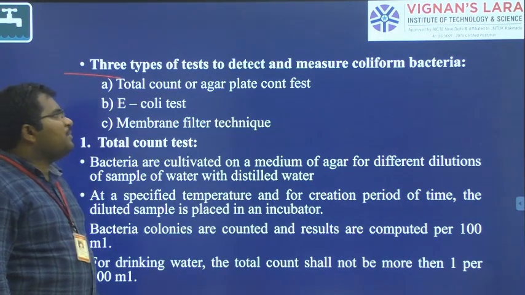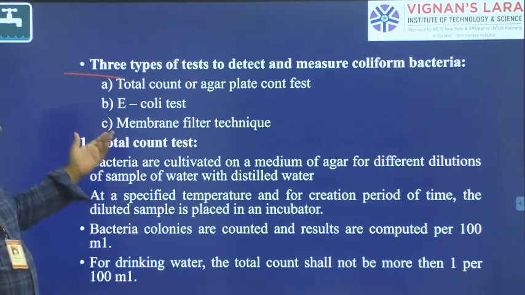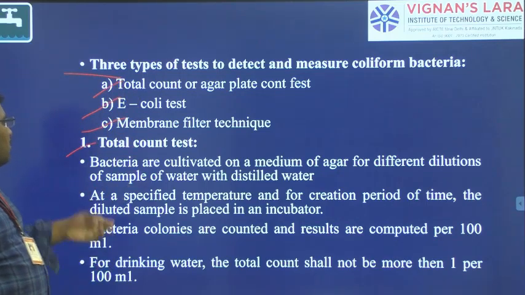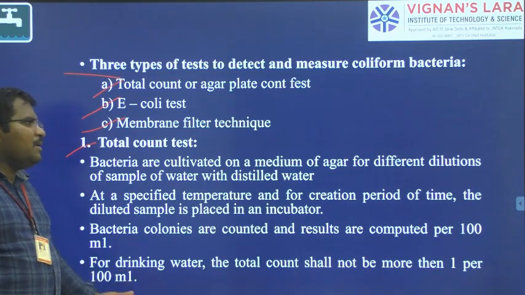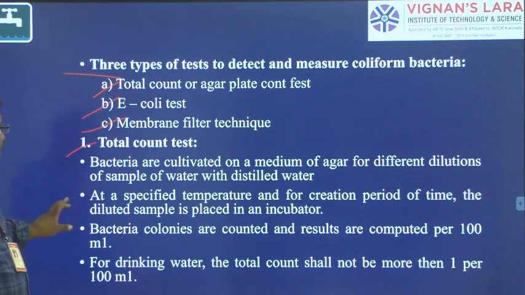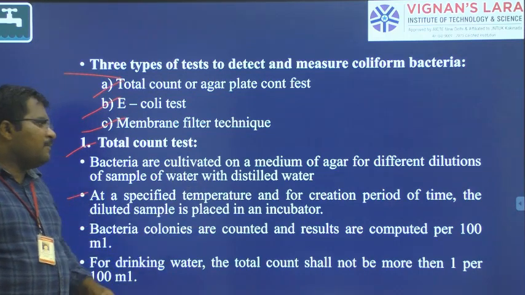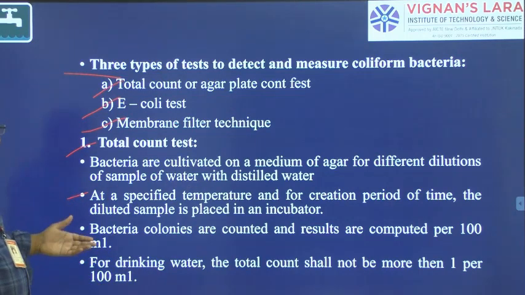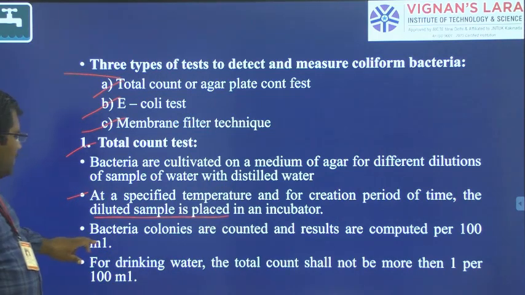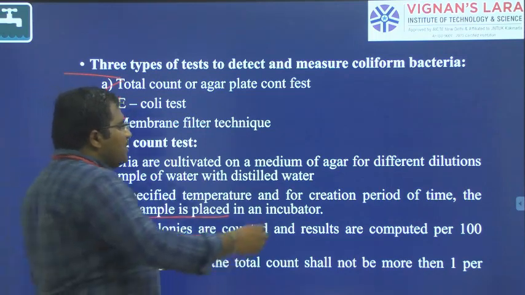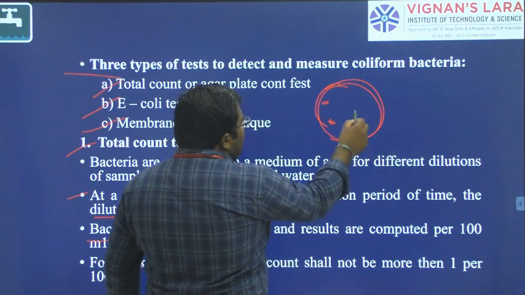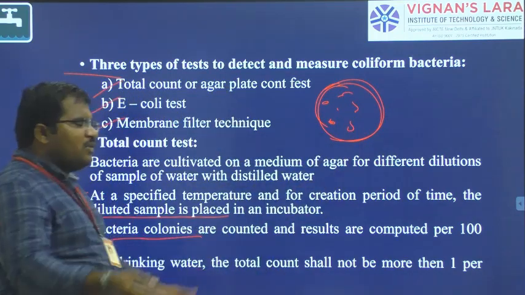Next, three types of tests are used to detect and measure coliform bacteria. That is total count, E. coli, and membrane filter. First one, total count. Bacteria are cultivated in a medium called agar solution for different dilutions of samples with distilled water at a specific temperature and for a certain period of time. The diluted sample is placed in the incubator, normally for 24 hours. Bacterial colonies can be observed under the microscope or with the naked eye.